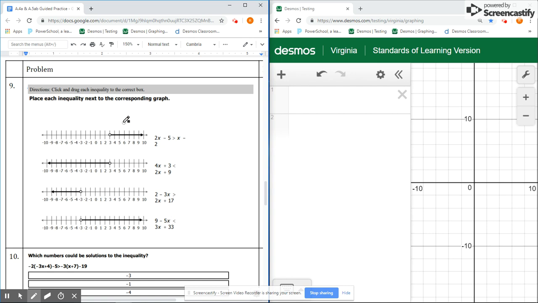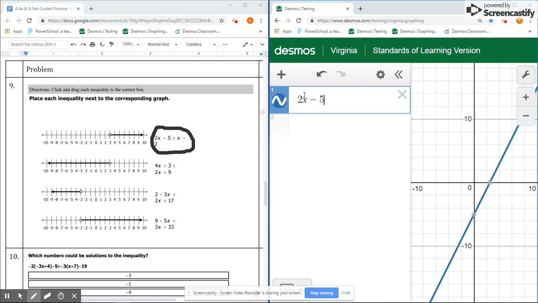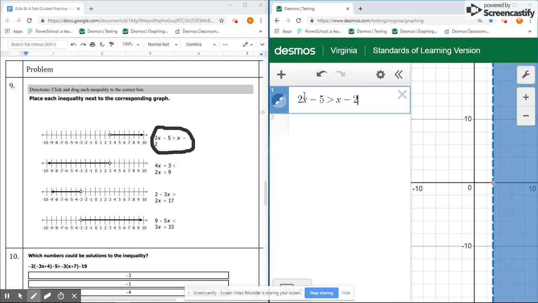Okay, so the easiest way to do this is to plug it into Desmos. We're going to type the first inequality here. We have 2x minus 5 is greater than x minus 2. Okay, and if we look, our solution is at 3, and we are pointed to the right, so we're greater than, and it is an open circle, open line. So if you look at this one, open at 3, pointed to the right, so this is going to be the solution. We would take this one and we drag it over to this graph.